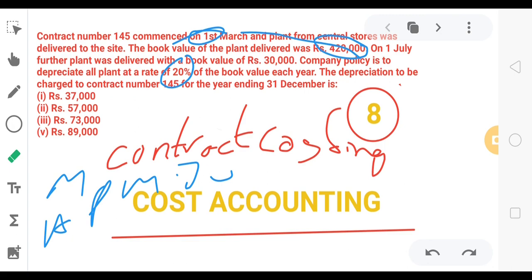After the year ended, for the year ending 31st December, we need to calculate based on book value. So at the end of December, here we follow the calendar year. So 30,000 divided by 6 by 12, that is 15,000. 15,000 into 20%, that is 3,000. So we clearly understand that we got option 3. Select it here. So this is the 73,000. We got the answer. I hope you understand.